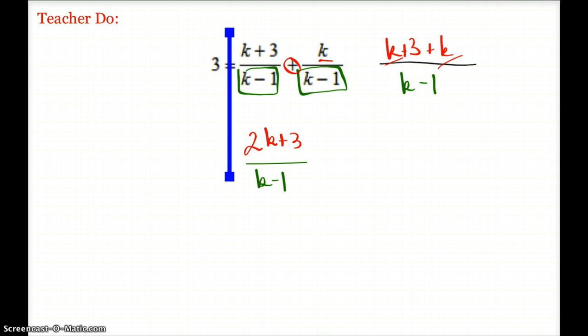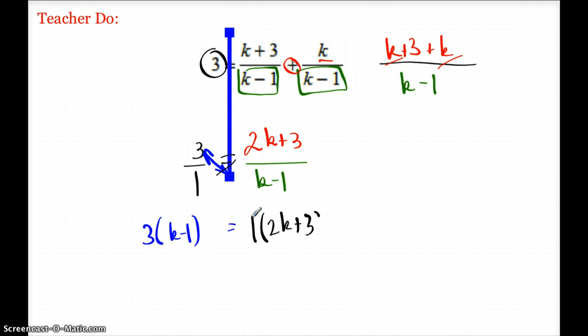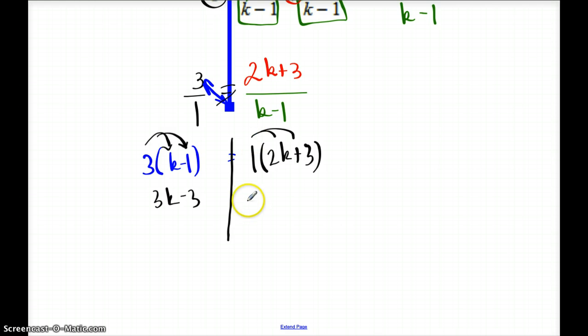On the left side of the equation, we have a 3, which we can change into a fraction, 3 over 1. And again, we can cross multiply and solve. So K minus 1 times 3 is 3 times K minus 1, which is equal to 1 times 2K plus 3. We'll distribute and solve for K. This side, distribute 3K minus 3, and I'll distribute 2K plus 3.